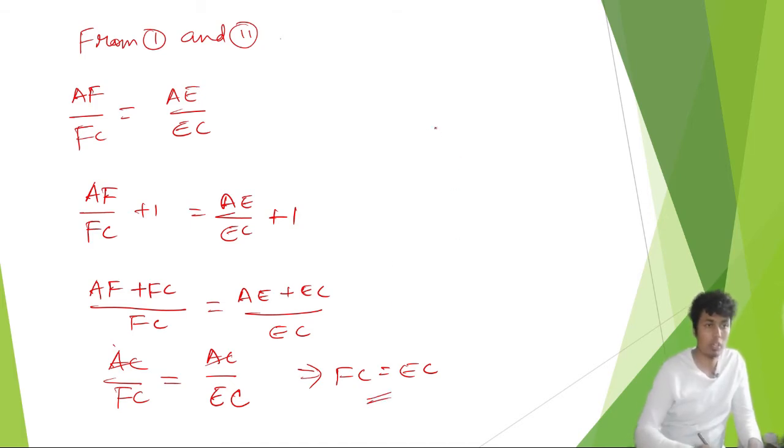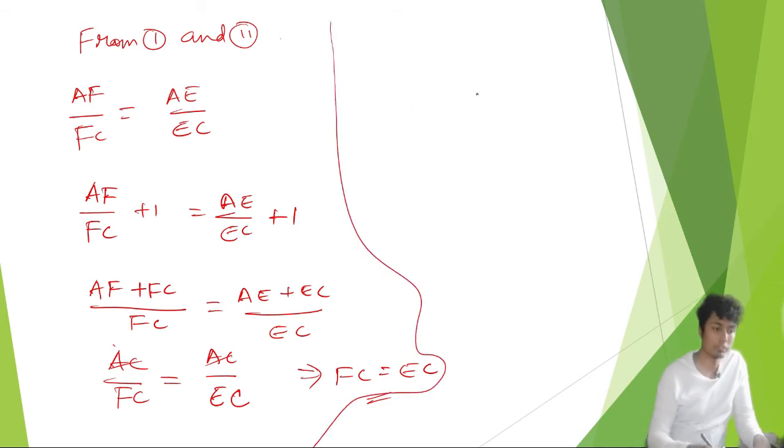Therefore, so let me draw a line so that I can write it. So we can say F coincides with E. Okay, from this we can write FC is equal to EC. We can write F coincides with E.